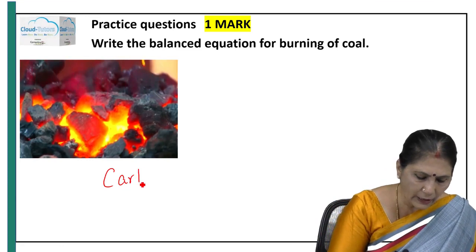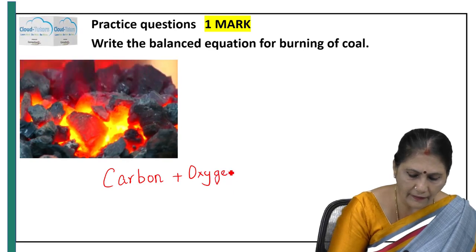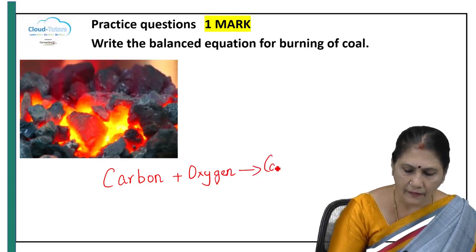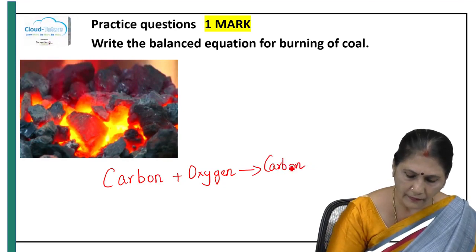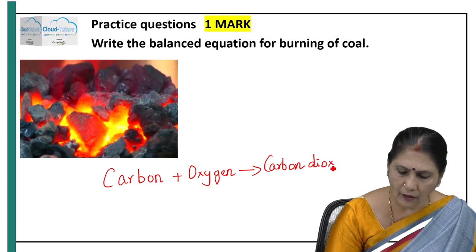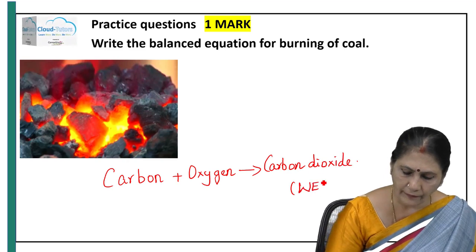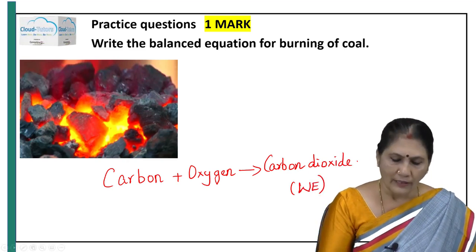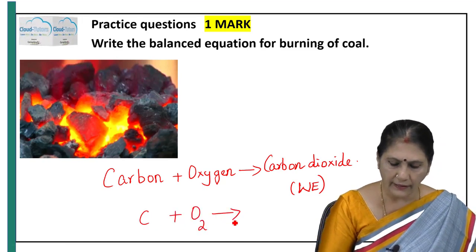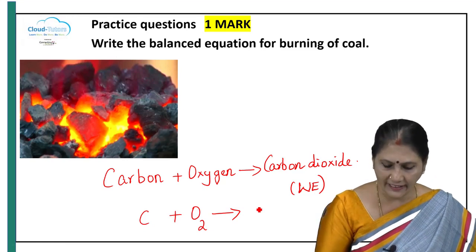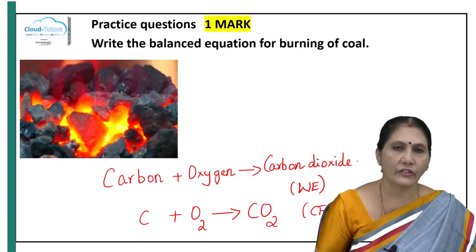I will write the word equation: carbon plus oxygen gives carbon dioxide. This is the word equation, so let me write it as WE. Now, this equation has to be written in chemical formula equation. C plus O2 gives CO2. This is the chemical formula equation.